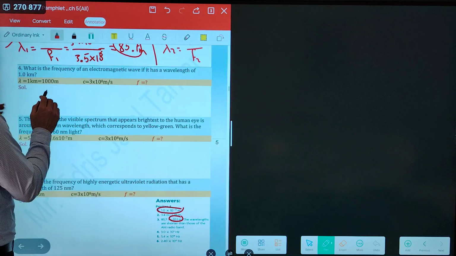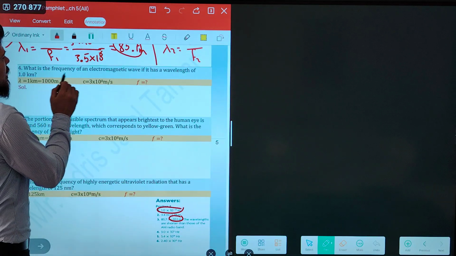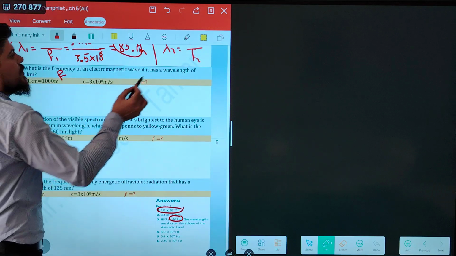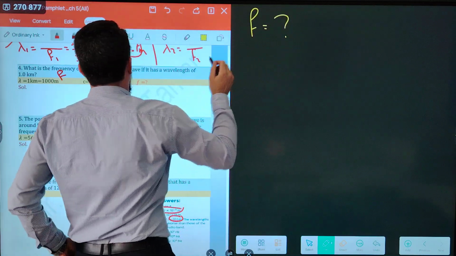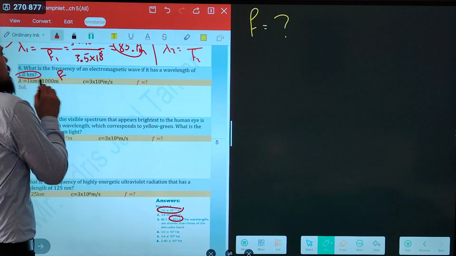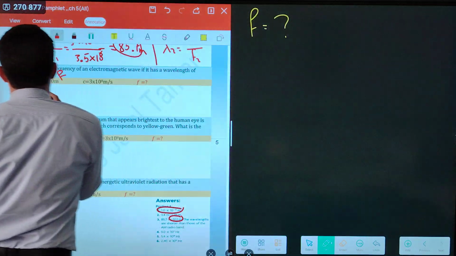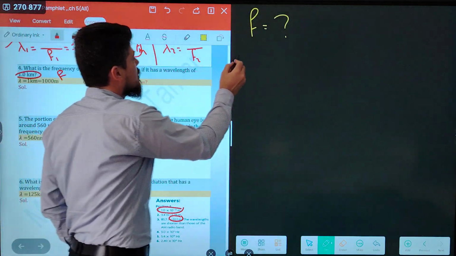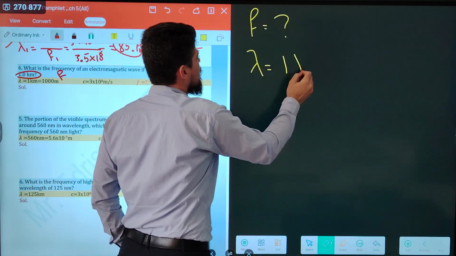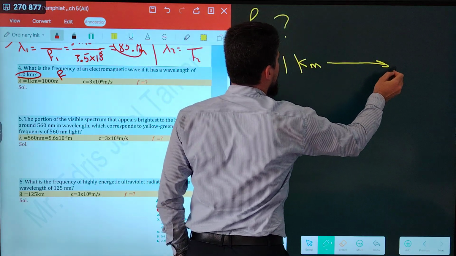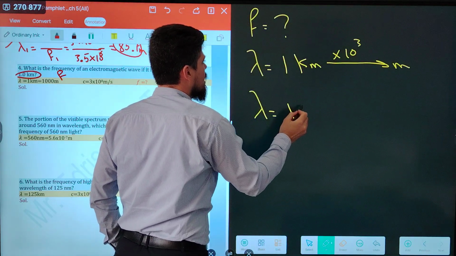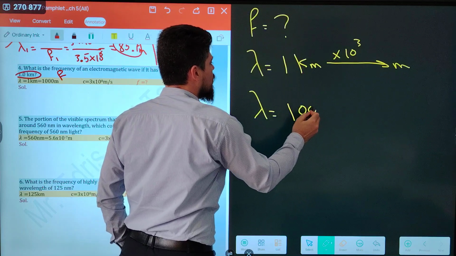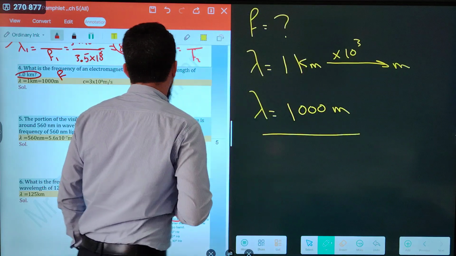It's very easy. Question 4: what is unknown? Frequency is unknown. It has a wavelength of 1 kilometer. Guys, pay close attention to the unit of wavelength, 1 kilometer. Wavelength is given in kilometers. You have to convert to meters. Multiply by 10 to the power 3. Now, wavelength is equal to 1 times 10 to the power 3, which is 1,000 meters.